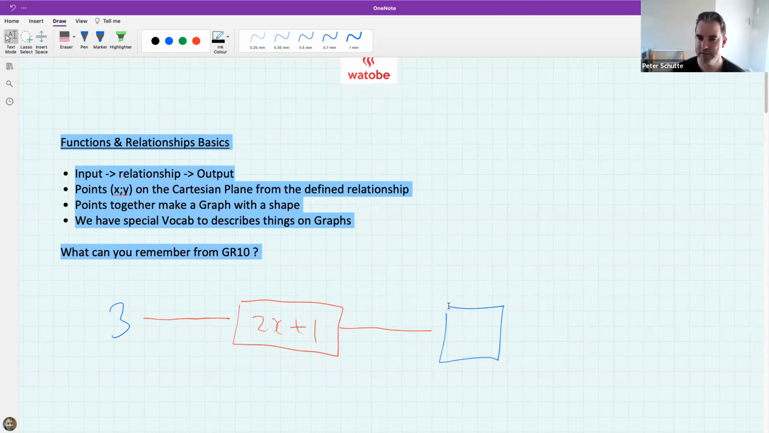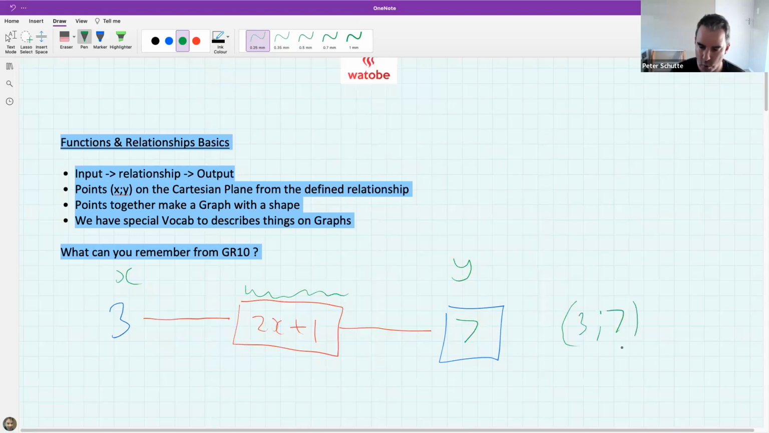Pop it in the chat. So we're just going to look at the basics. It's just going to be a 7, hey? Because 3, the input, is the x. So we can even put that here and say the input's the x, the output is the y. And if I go 2 times 3 plus 1, I get 7. So this rule has sent 3 to 7, and that little relationship is often recorded as a coordinate pair. We would say that coordinate pair is (3, 7), where this would be x, and this would be y.